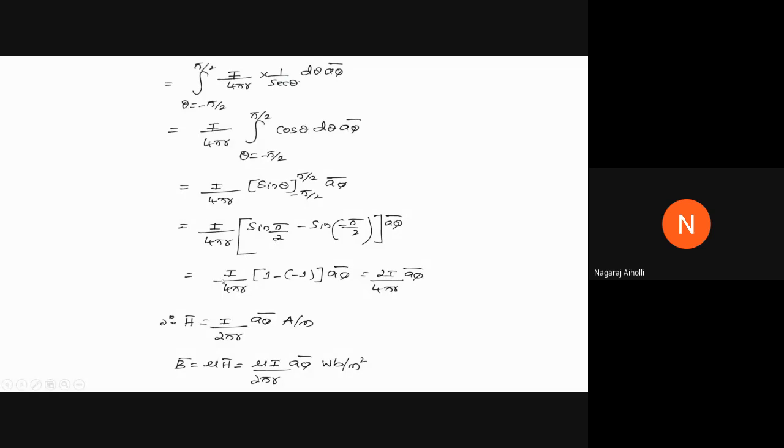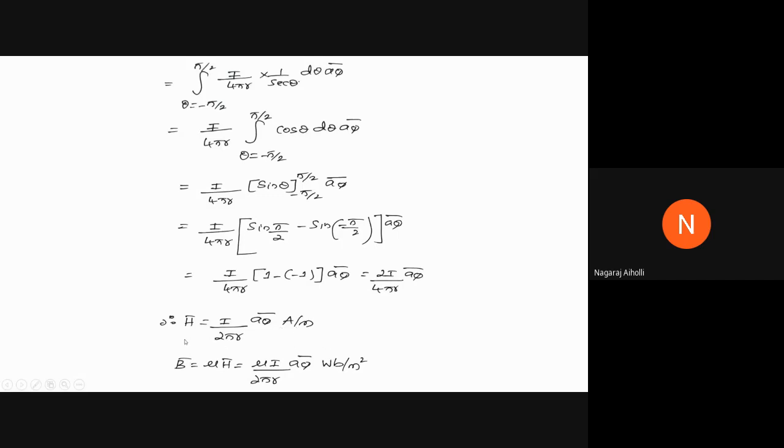This comes out to I divided by 4 pi r. Sin 90 is 1, and 1 minus sin of minus 90, which is minus 1. Hence we will get 2I divided by 4 pi r a phi bar, or H bar will be equal to I divided by 2 pi r a phi bar ampere per meter.